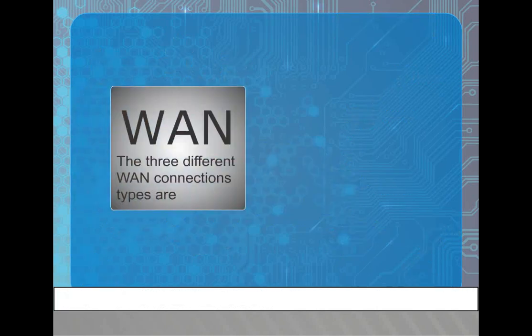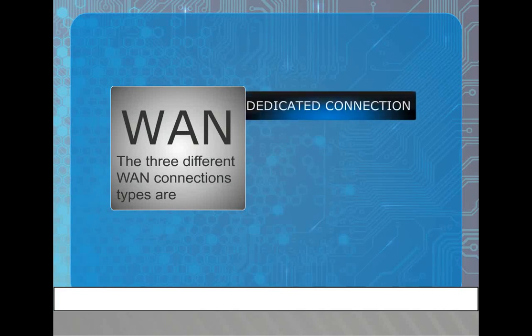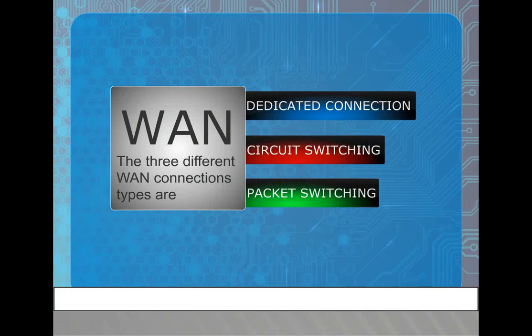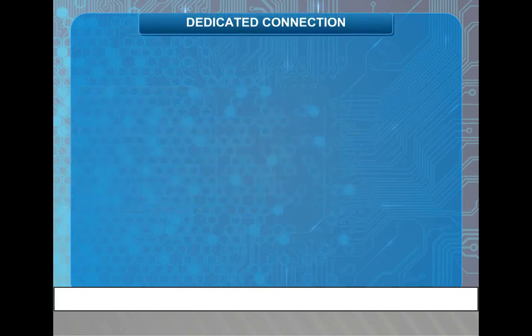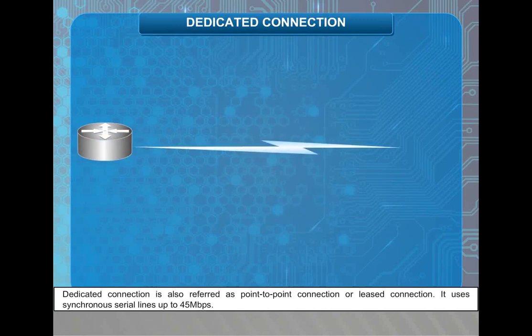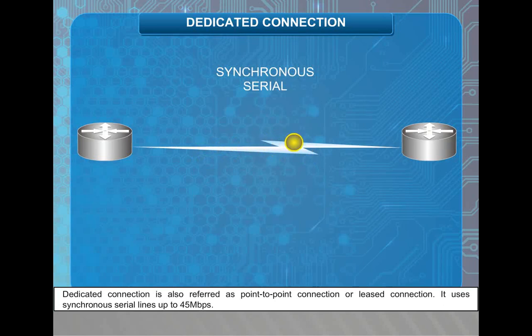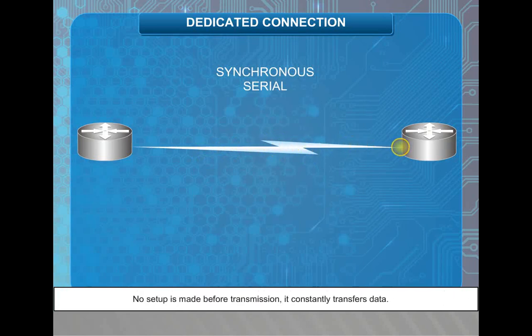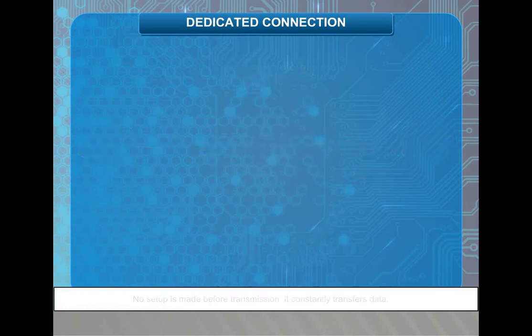The three different WAN connection types are dedicated connection, circuit switching, and packet switching. Dedicated connection. Dedicated connection is also referred to as point-to-point connection or leased connection. It uses synchronous serial lines up to 45 Mbps. No setup is made before transmission. It constantly transfers data.